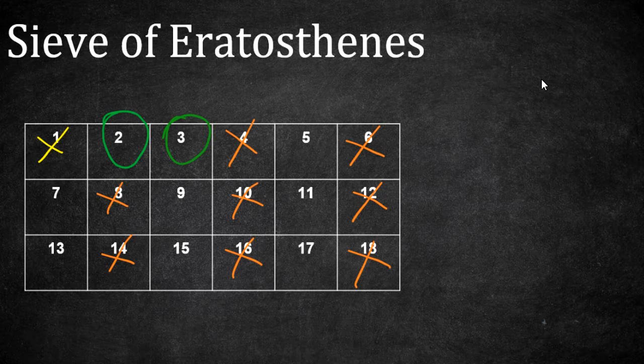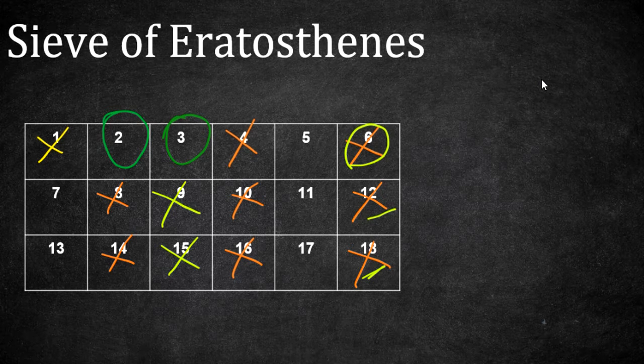In this case, the multiples of 3 go: 6, which has already been removed. Moving on to 9, and 12 has been removed already. Then goes 15, and 18 is already removed. So we have removed all multiples of 3.